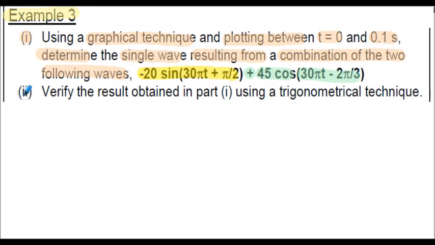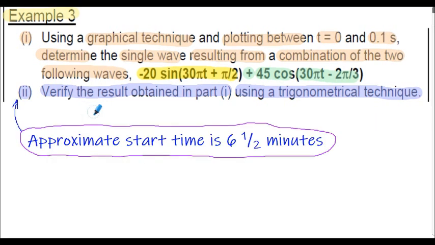And part 2 of example 3, we've got to verify the graphical result obtained in part 1, but this time using a trigonometrical technique. This is our analytical technique, and that's where we're going to use compound angle formulae. So I'll now very briefly take you through the full worked solution for example 3. Just for reference, if you want to jump straight to the part 2 solution, the analytical solution, that commences approximately 6.5 minutes into this presentation.